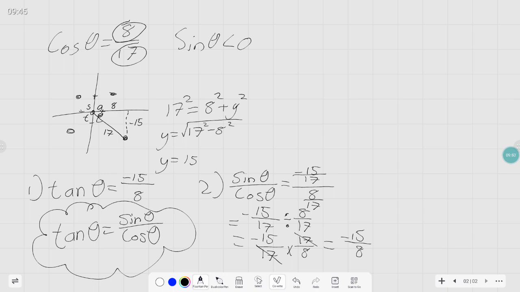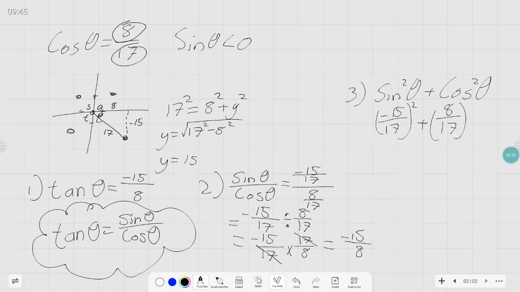Now let's look at the next one, which is sine squared of theta plus cos squared of theta. Now what is sine squared of theta? What's sine? We said it is negative 15 over 17. But keep in mind now it's squared. Plus, what's cos of theta? We said cos of theta is 8 over 17. But now it's squared.